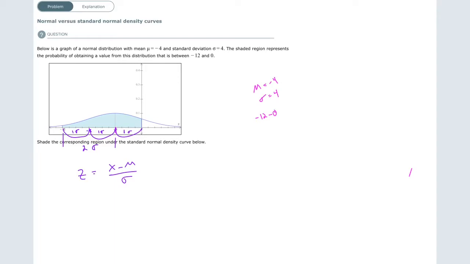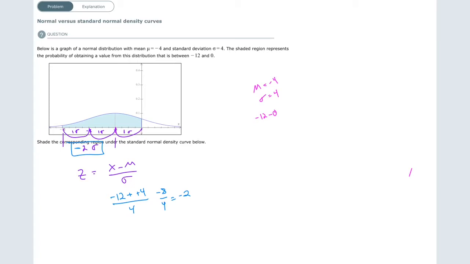You say, okay, my x is -12, my mean is -4, and my standard deviation is +4. So minus a negative becomes plus. That'd be -8/4, which is -2. Negative on this one because it is moving to the left. So this is just an alternate way. You can just look at the picture and count like this, or you could do the formula.